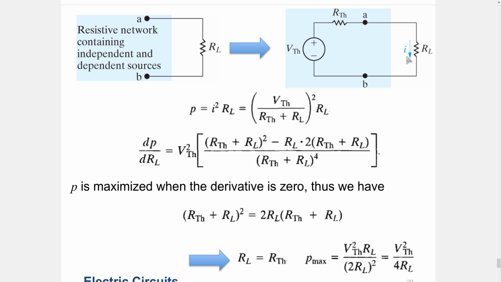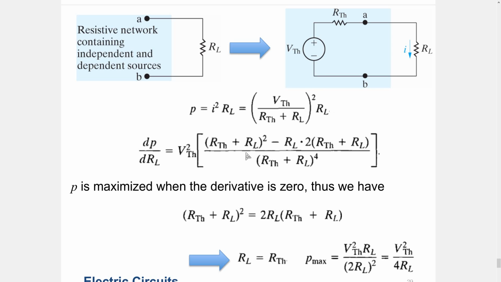Great, then let us do it. So either way, you can find the current, take the square of it times RL, or you can find the voltage and the current and multiply them both, whatever. You will end up with something similar to this. Okay, VTH over RTH plus RL, squared, times RL.